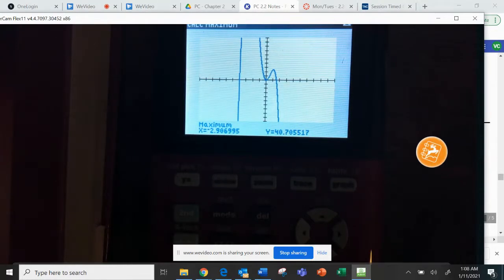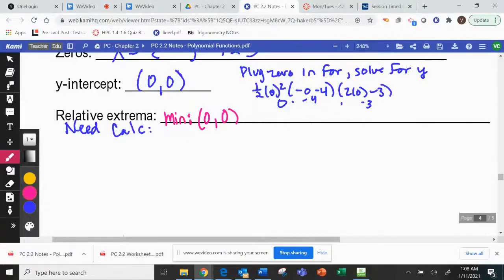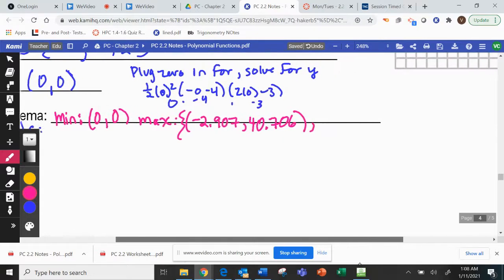So, what am I on? This one. So we'll have a max at -2.907, comma, 40.705 or 706. Okay, so that's one of our maximums.